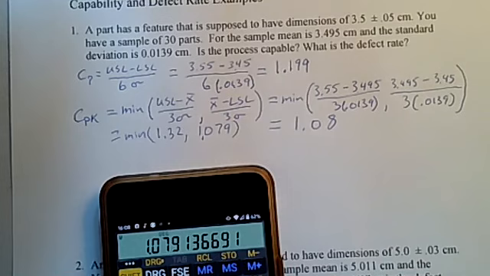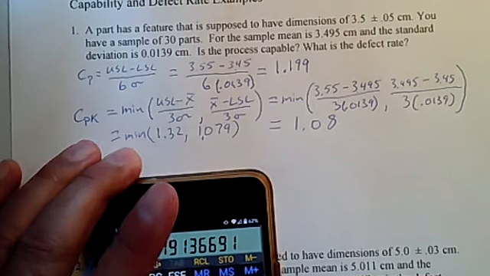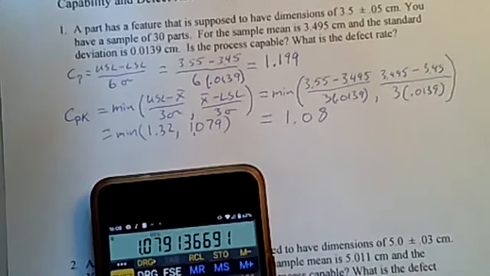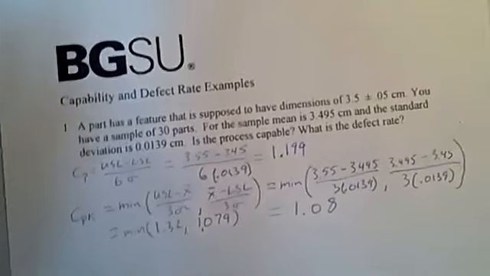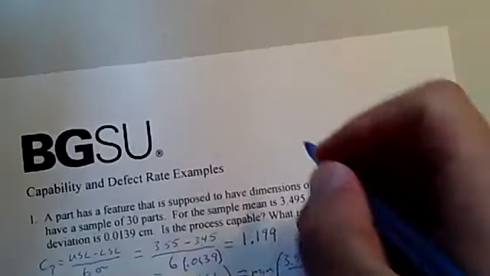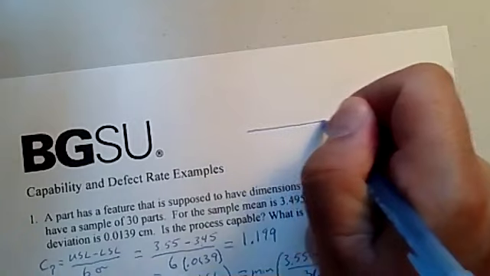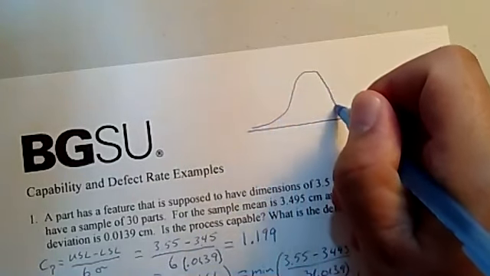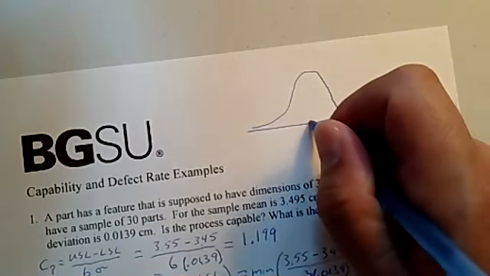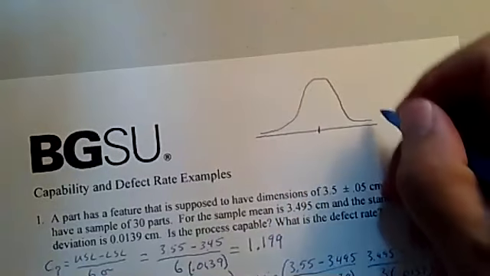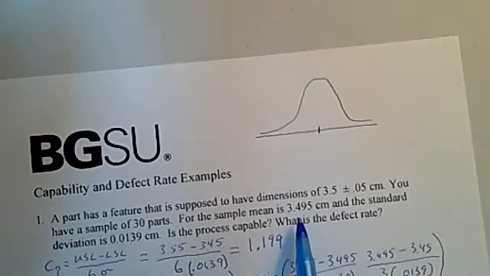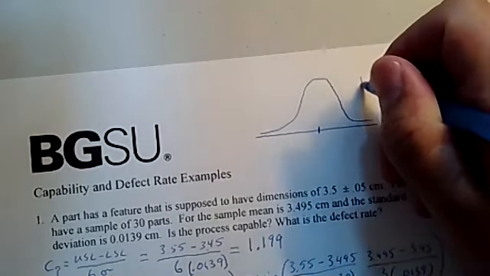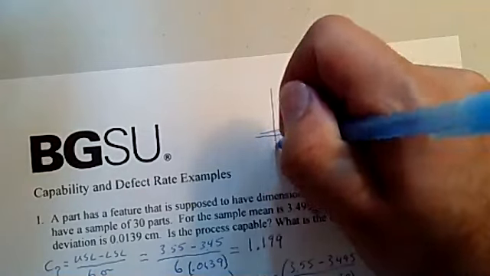Now, I probably should have done this first. I'm going to go ahead and draw a picture of this particular problem. I'm going to use this little picture to find the defect rate in a minute. But I'm also going to use it to explain the difference between the Cp and the Cpk. So the mean is a little smaller than the target, if you will, the middle of the specification band or range. So it probably looks something about like this.